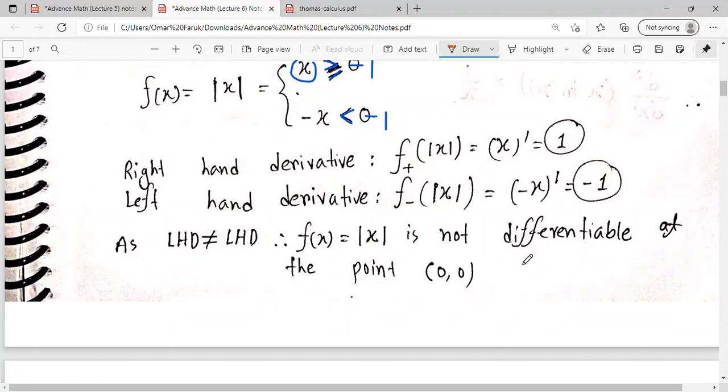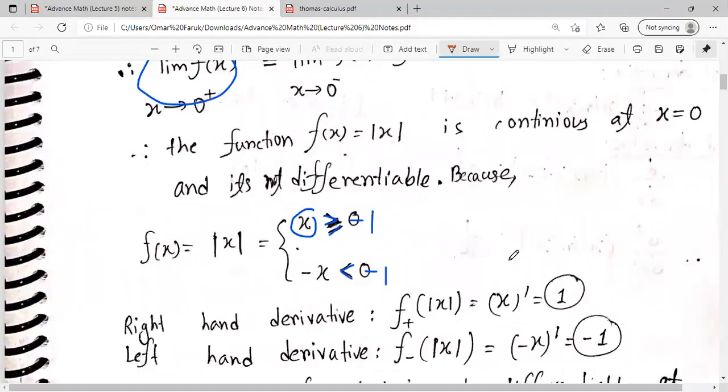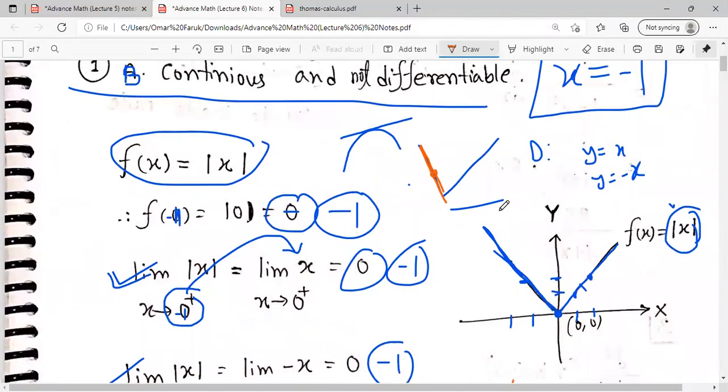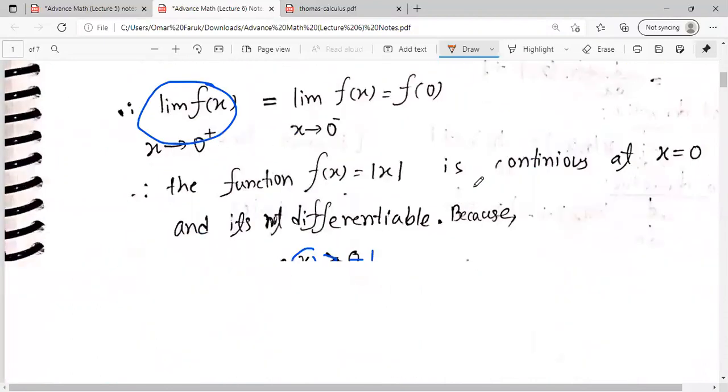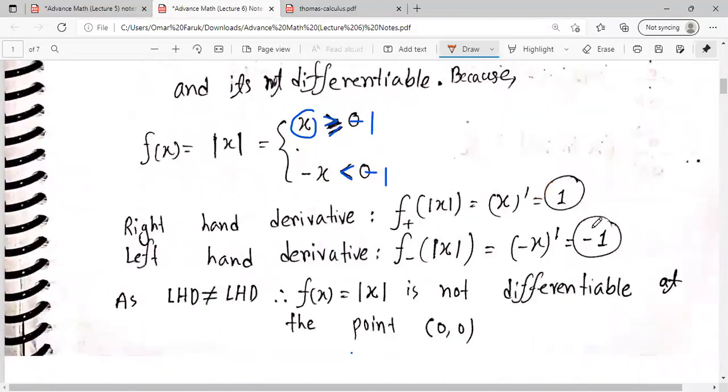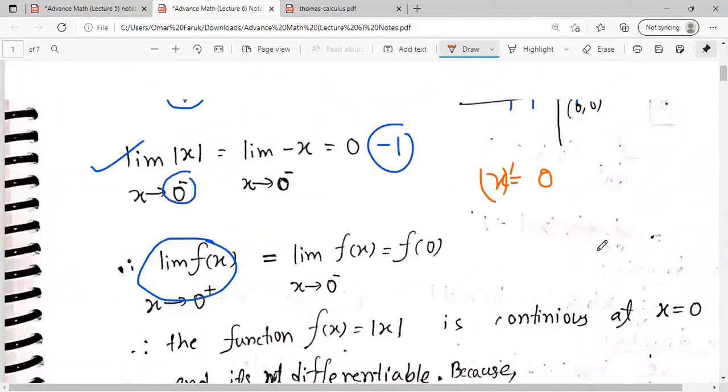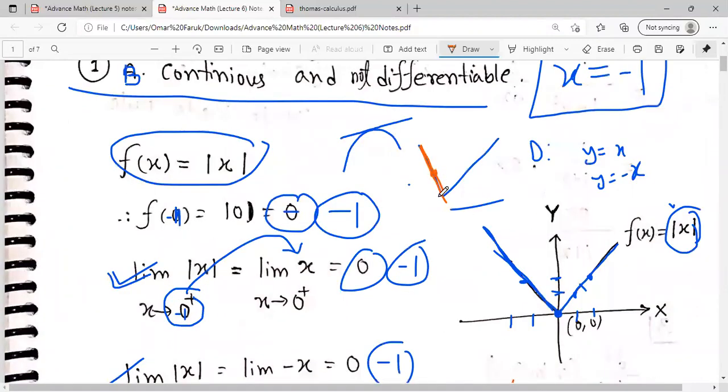Okay. But I'm not sure. Maybe it cannot be differentiable, but the value will be 0. Here it will be 0. I think so, okay? Because according to the graph, it is differentiable, but the value is 0.